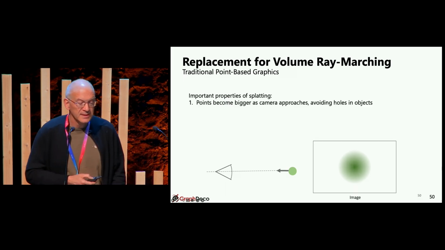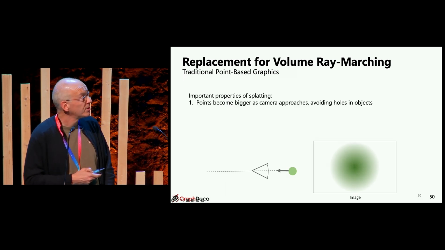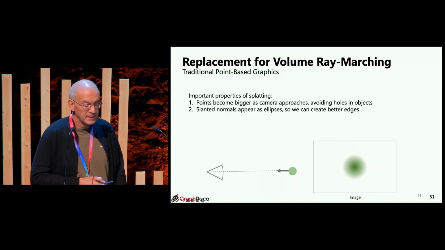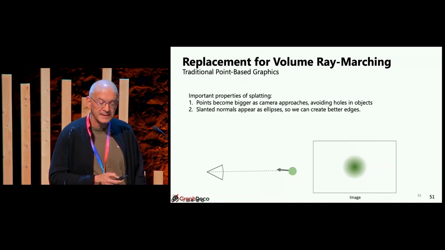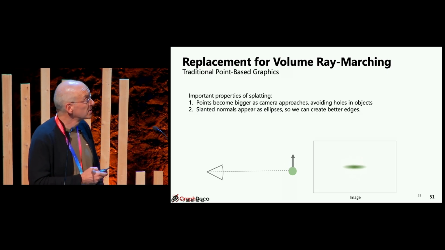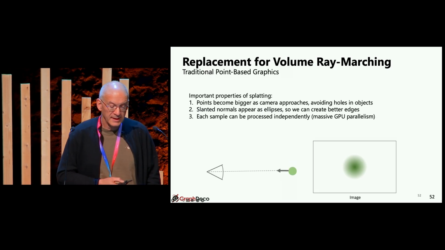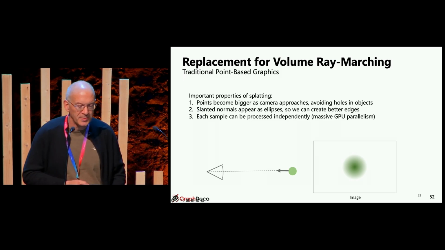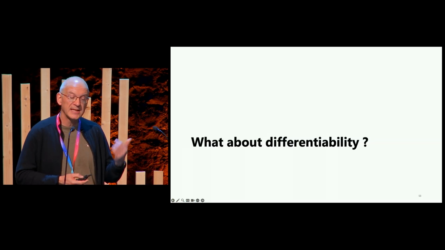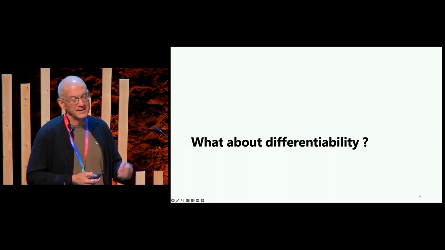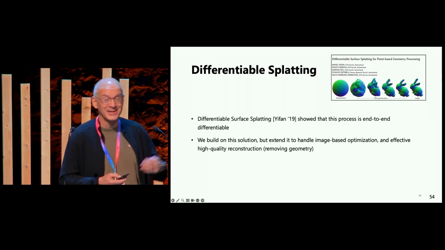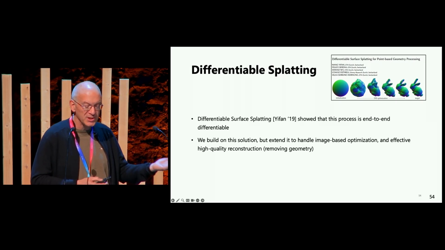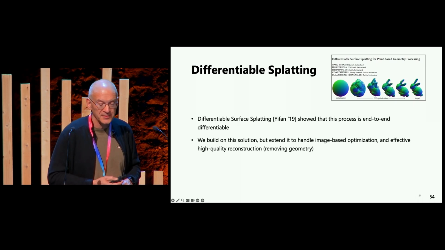And their properties are that they become bigger as the camera approaches. So this doesn't completely solve, but it makes it easier to deal with holes. The other interesting property is that slanted normals appear as ellipses on the screen. So this allows us to model edges. And finally, each sample can be processed independently, which allows us to exploit massive GPU parallelism. That's all very well, but as I said, we need it to be differentiable. And again, the guys at ETH, well, other people, a different set of people at ETH, came up with a solution to this and showed that it is possible to have an end-to-end differentiable surface splatting approach.